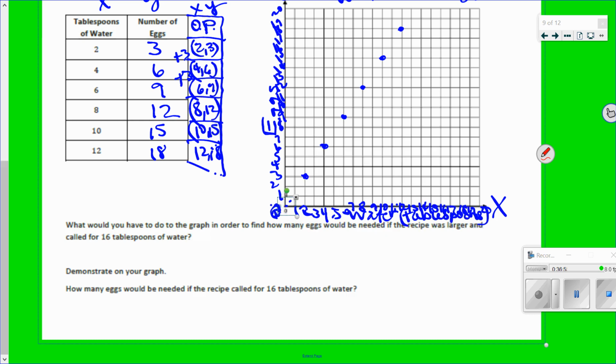Guys, use your ruler. And make sure to put your little arrow at the end. Any questions so far? All right.